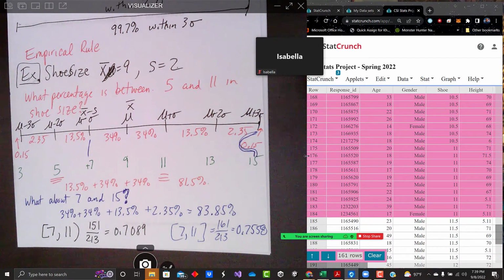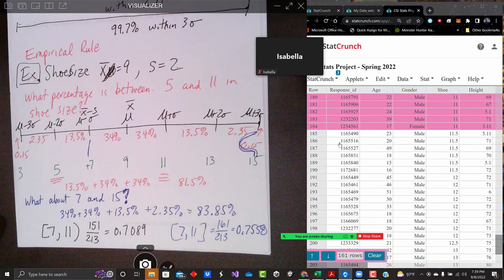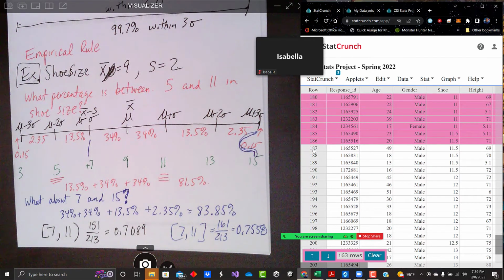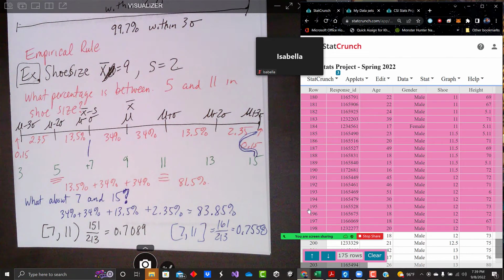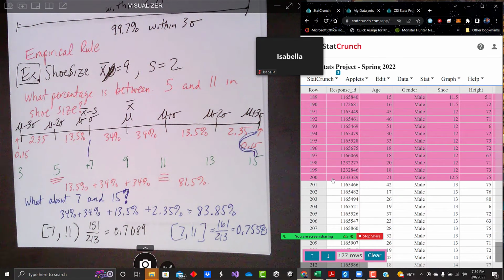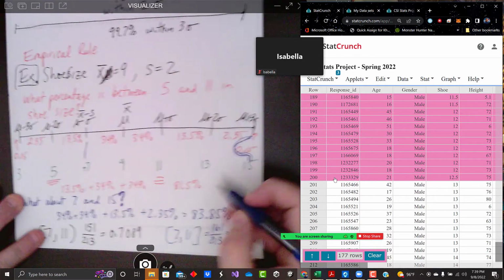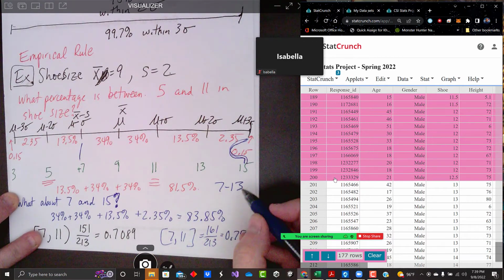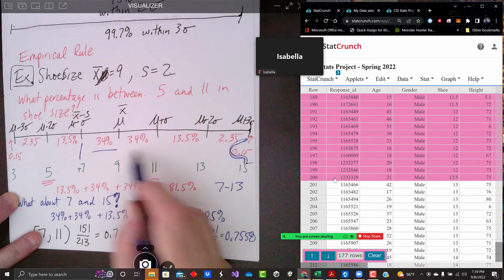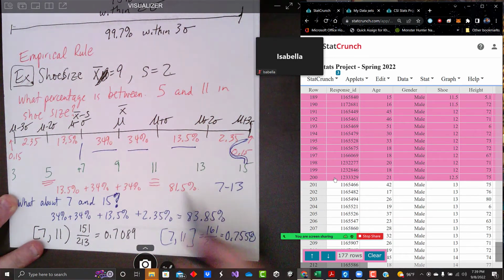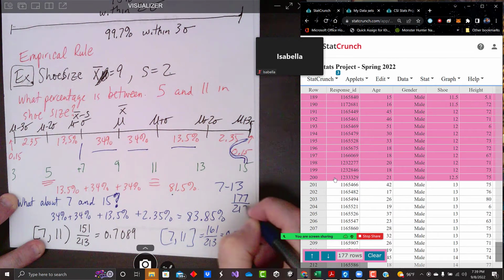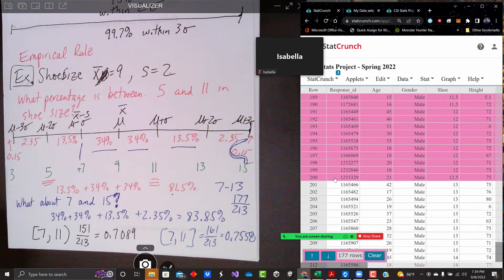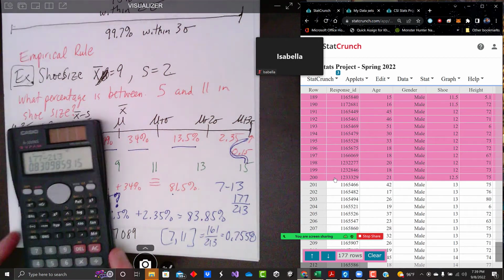If I go up to size 13, 7 to 13 would be 34, 34, and 13.5. Should be like 81.5%. 177 out of 213 is 83%.